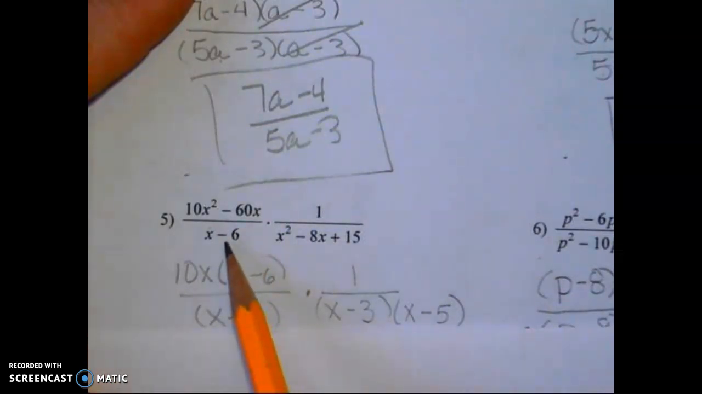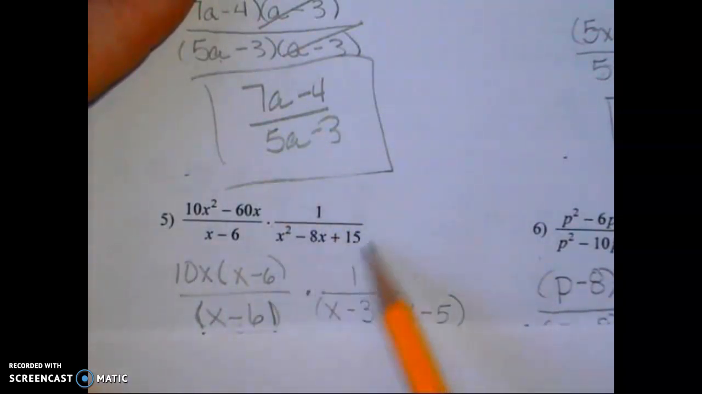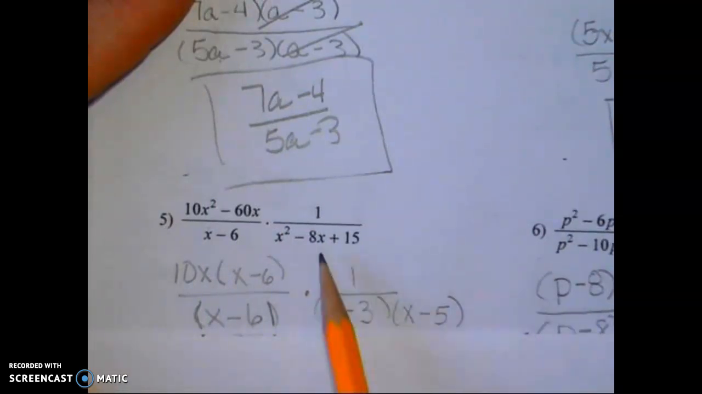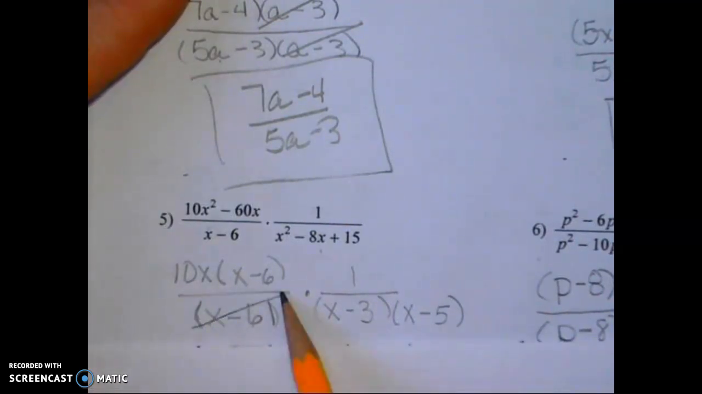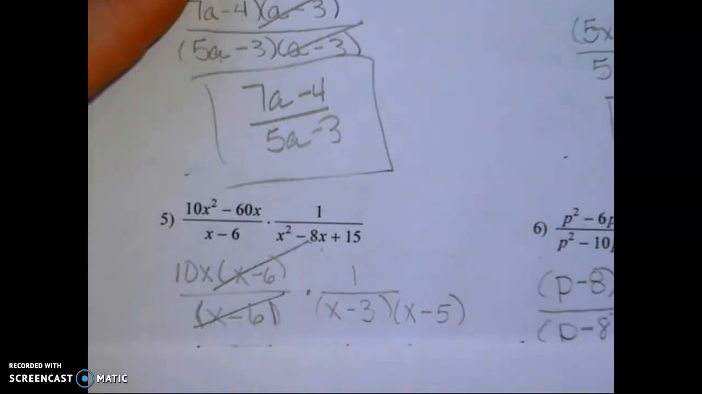Hey, you guys, when there's a binomial, put parentheses around it so that we remember that you can't cancel just a part of it. In the second fraction, it's 1 over, and this denominator factors into x minus 3, x minus 5. You can check the loops. Negative 5 plus negative 3 gives me that negative 8. And then we'll cancel. X minus 6's cancel. And I think that's it.